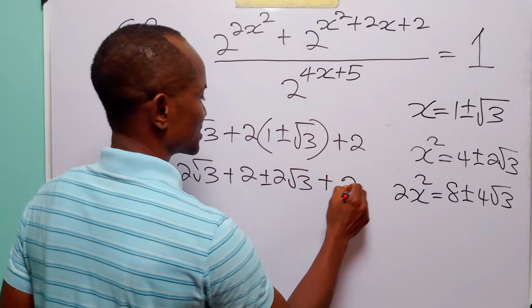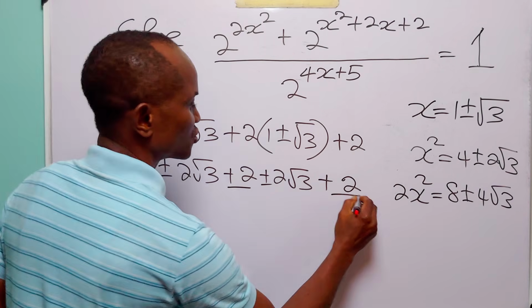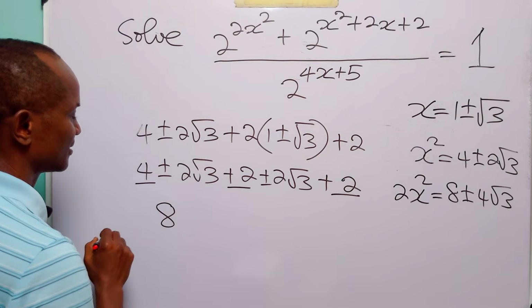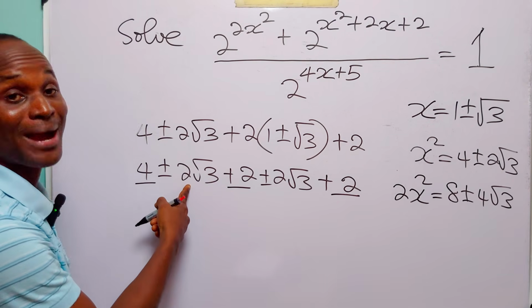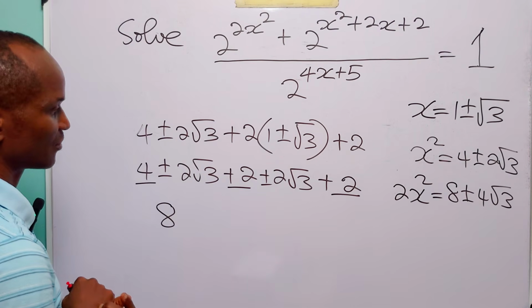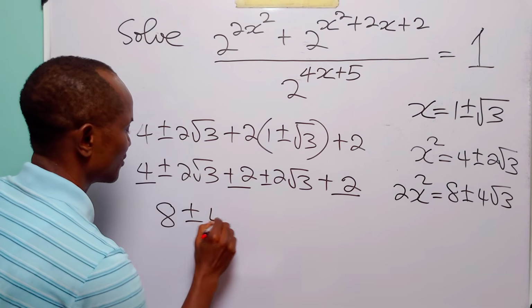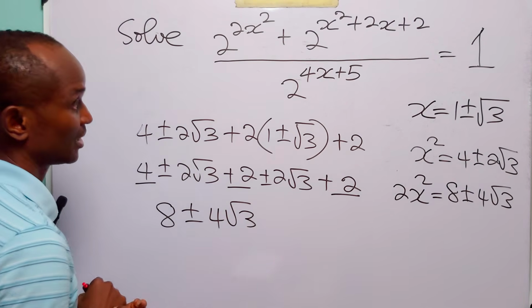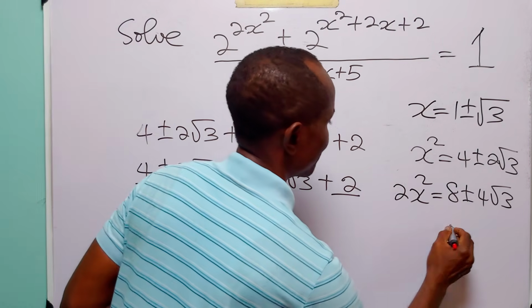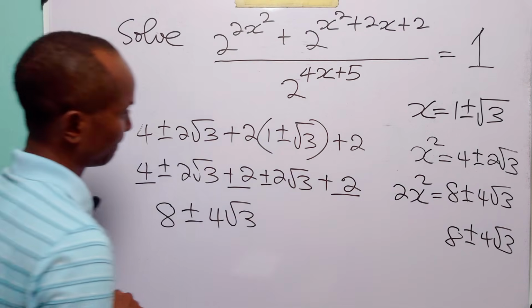Then we have plus 2. 4 plus 2 plus 2 is equal to 8. So we have 8. And then we have plus or minus 2 root 3 plus or minus 2 root 3, which of course is equal to plus or minus 4 root 3. So we also have that this exponent is equal to 8 plus or minus 4 root 3.